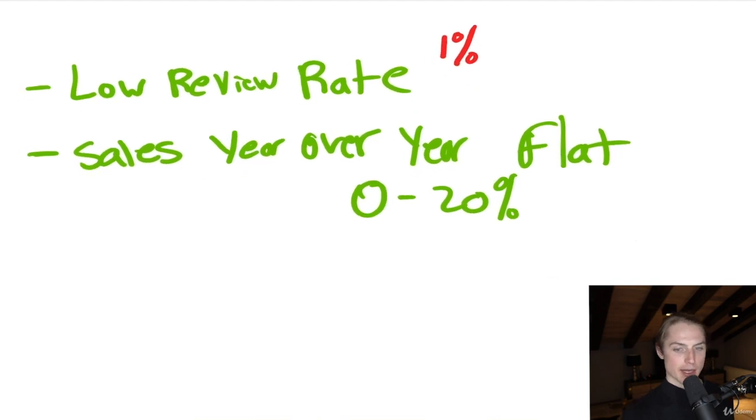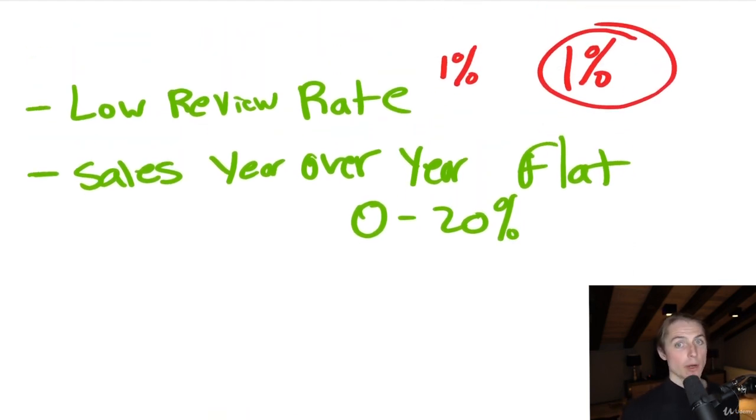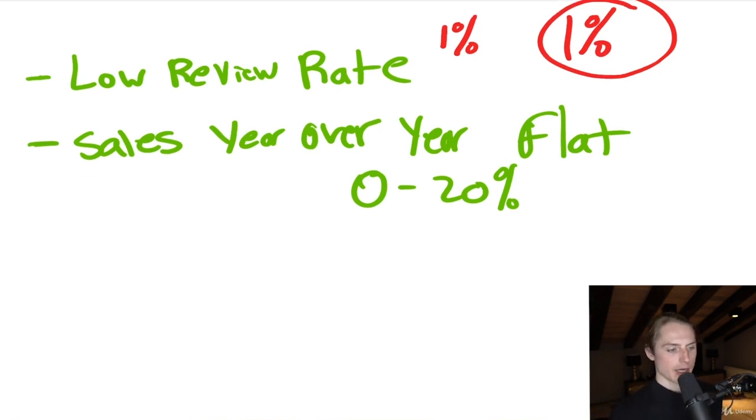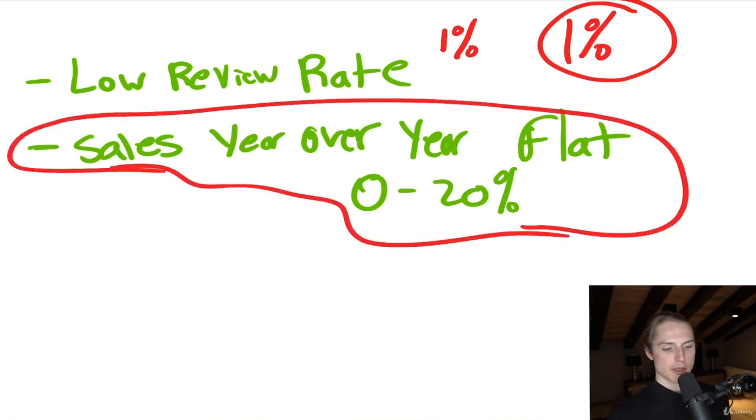So if we can find something that's close to 1%, we're going into a market where they aren't even getting reviews for their product. They're not even doing an email sequence. So it's going to be less competitive because they're not very advanced sellers. And then sales flat year over year. Essentially, if sales are flat year over year, it means they've been selling consistently. They're not driving reviews, and we know there's nothing crazy going on.